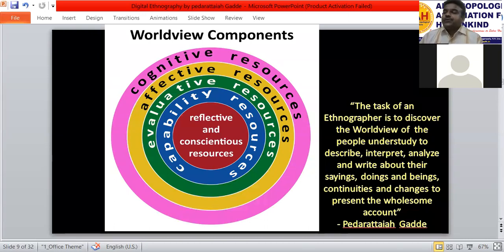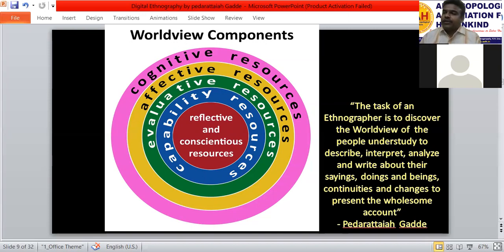What do ethnographers do? The task of an ethnographer is to discover the worldview of the people under study, to describe, interpret, analyze, and write about their sayings, doings, and beings, continuities and changes, in order to present a wholesome account. So the ethnographer's job is to discover the worldview.